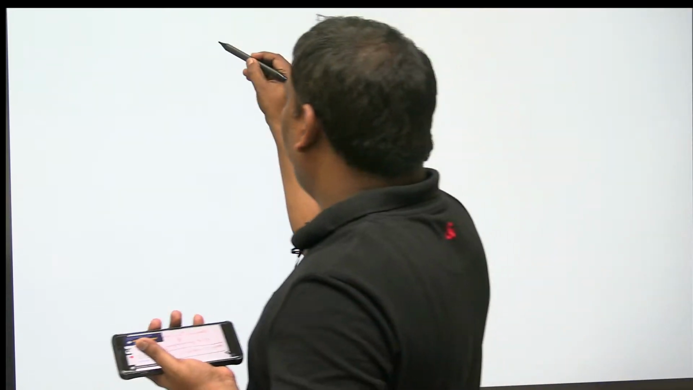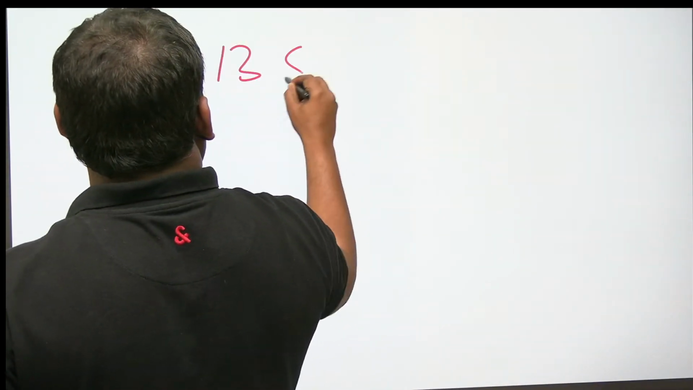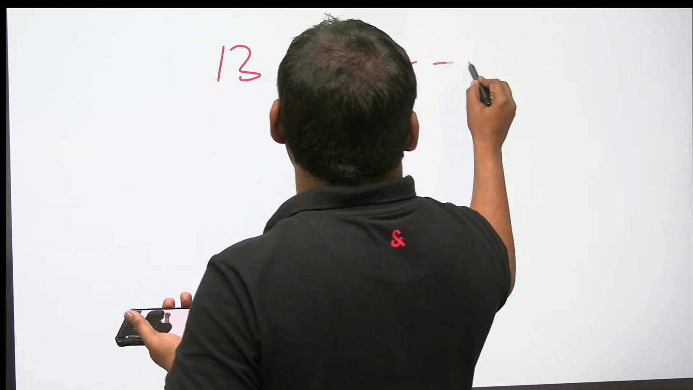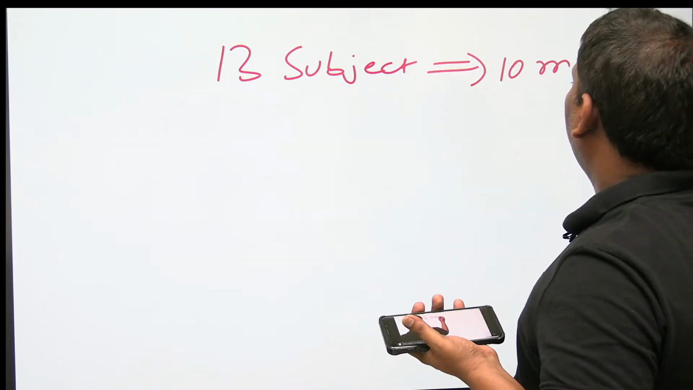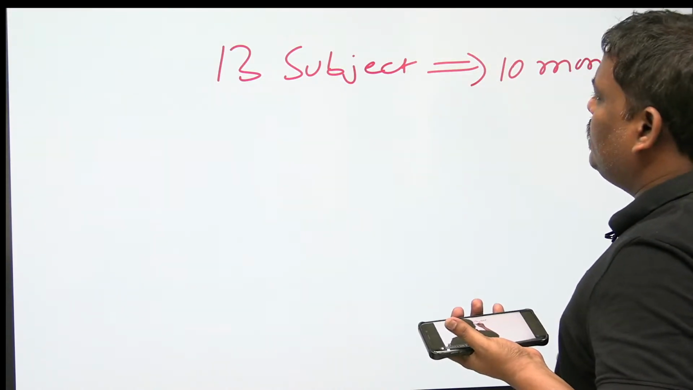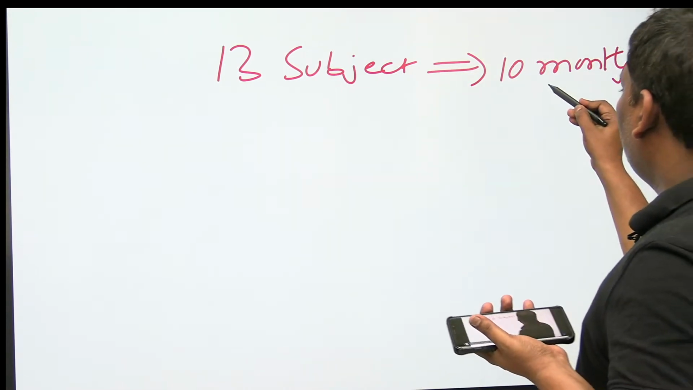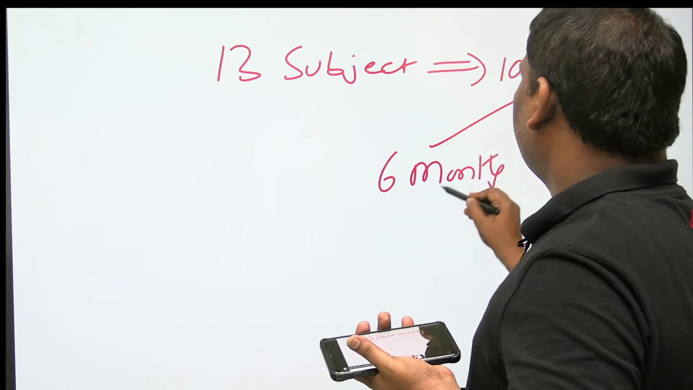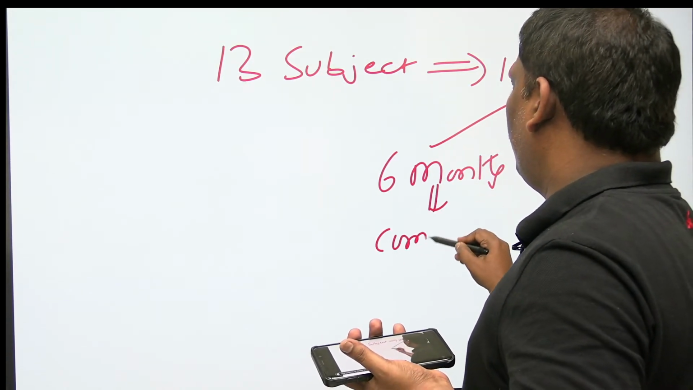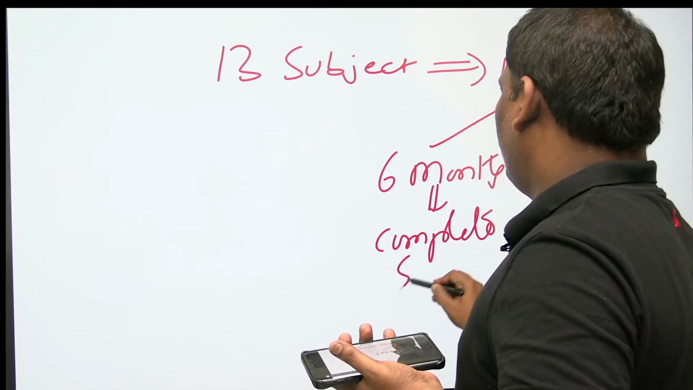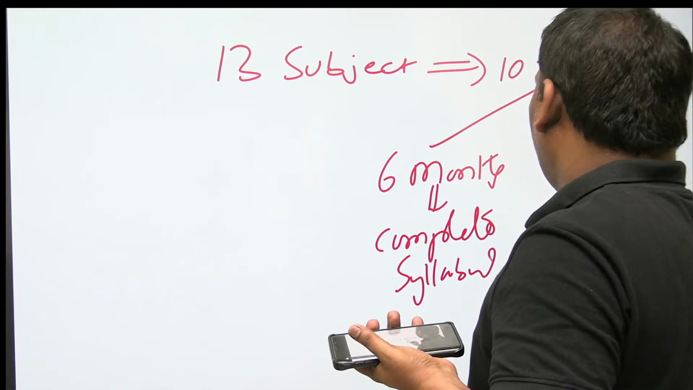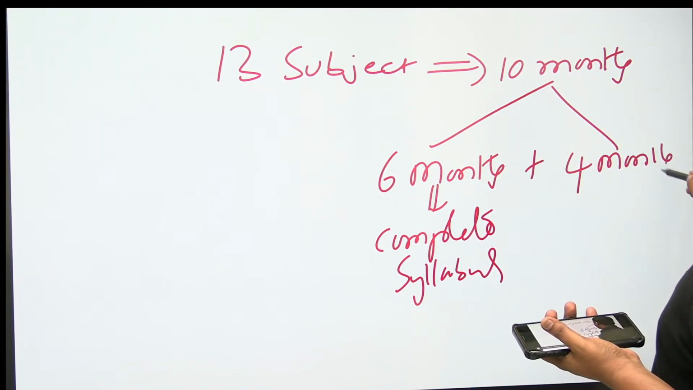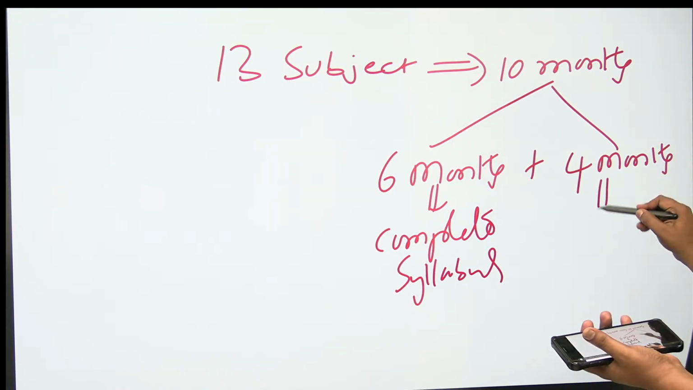One more thing. Everyone listen. For the GATE examination, if you want to get a good rank, you have to prepare 13 subjects in 10 months only. You have 10 months of time. In those 10 months, 6 months for the complete syllabus, and the remaining 4 months for practice.